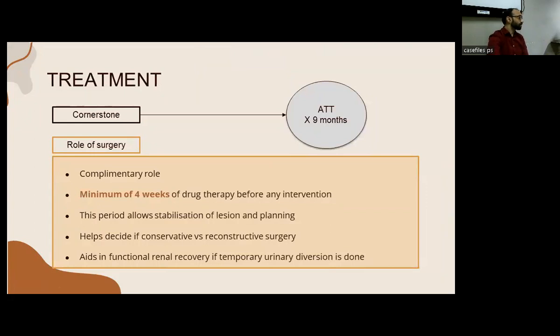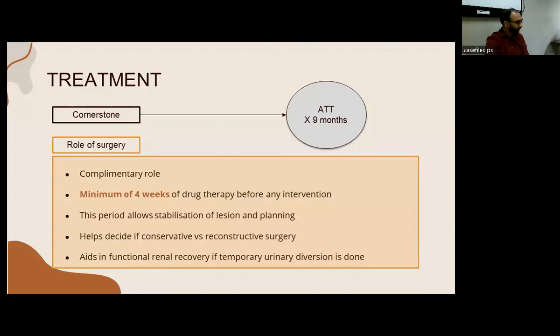Coming to the treatment, the cornerstone in management, like we first discussed, is the anti-tuberculosis treatment. The role of surgery is primarily complementary, and a minimum of 4 weeks of drug therapy is recommended before any surgical intervention is done. This period not only allows stabilization of the renal lesion, but also helps in treatment planning. It helps us decide if conservative management with ATT alone is sufficient, or if any reconstructive surgery needs to be done if the child is a late presenter.